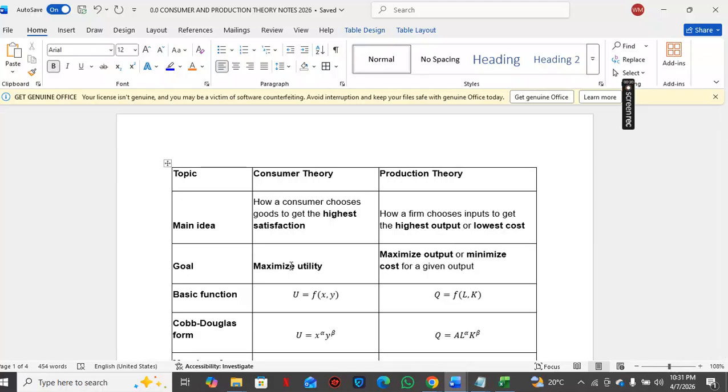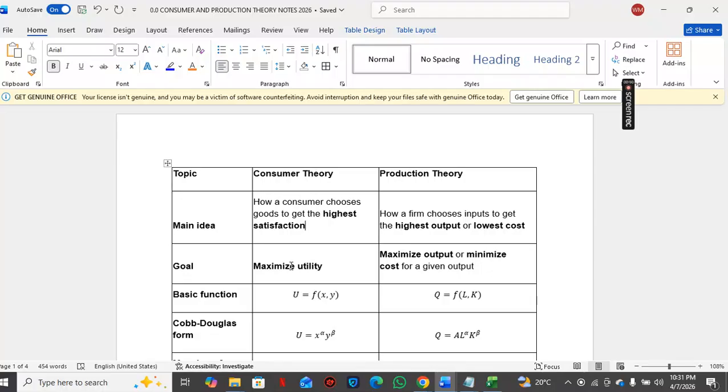You are being placed as a consumer who has a constrained budget and a limited number of goods you can buy. So you want to find out what is the best combination of goods that I can get.